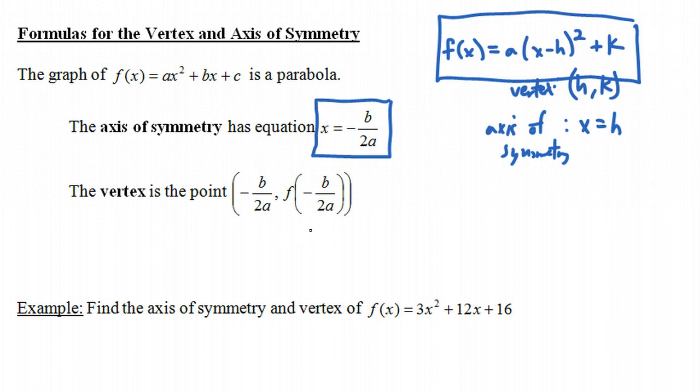Now, the vertex is a point. It has coordinates, and the first coordinate is just this −b/(2a). That makes total sense, because the axis of symmetry was x equals that, and the x-coordinate of the axis of symmetry is where the vertex is at. And the y-coordinate is just f of that number. So even though this looks confusing, it's just f of that number.